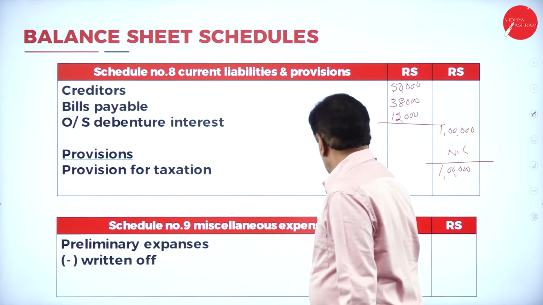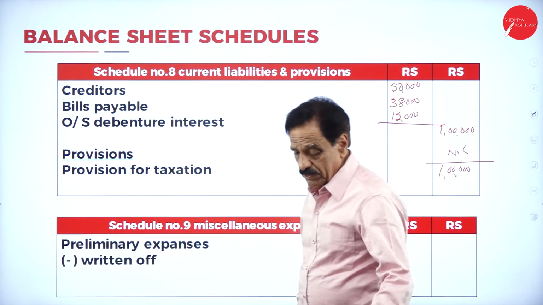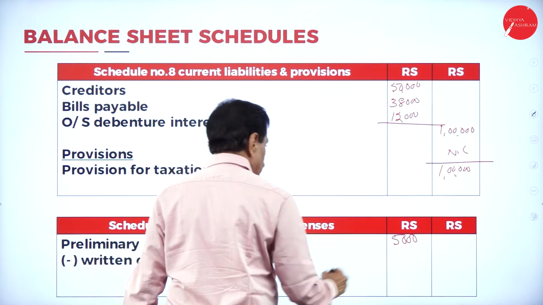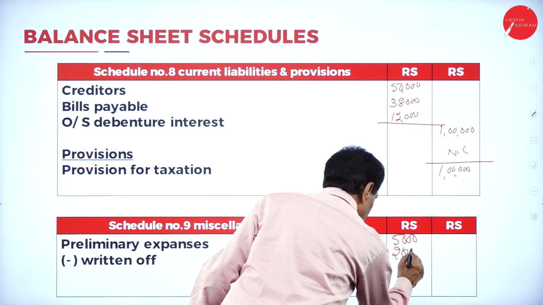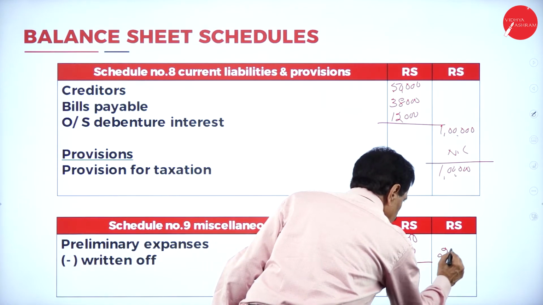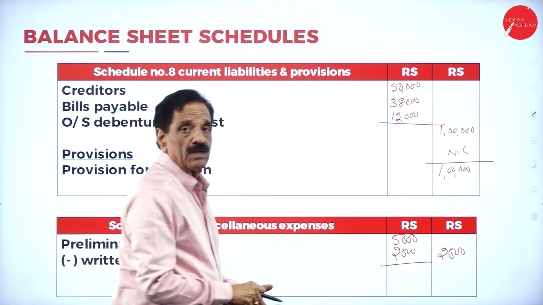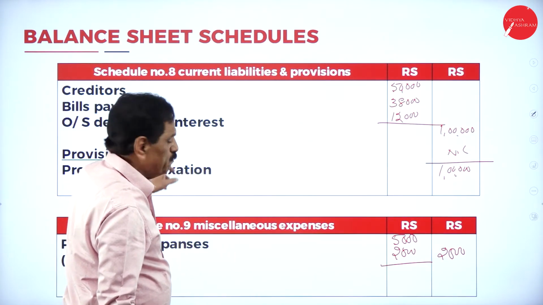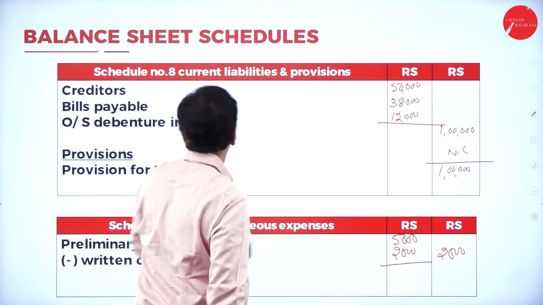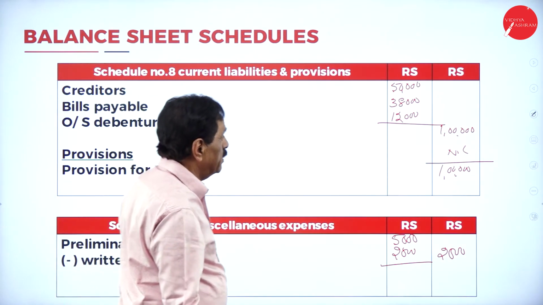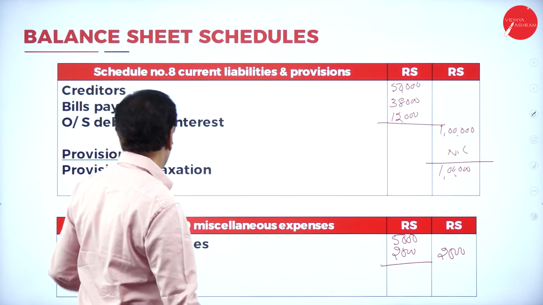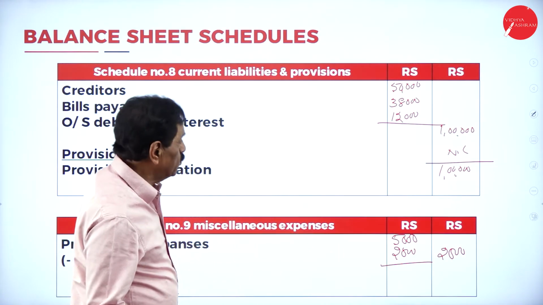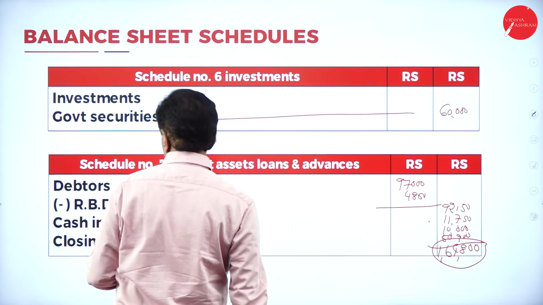1 lakh. Preliminary expenses, minus write-off 2,500. So creditors 50,000, bills payable 38,000, outstanding debenture interest 12,000, it becomes 1 lakh. There is no taxation. Preliminary expense is 5,000 minus write-off of 2,500.